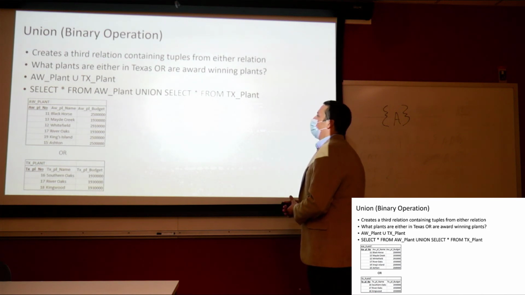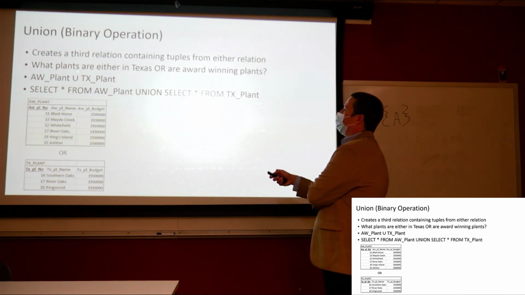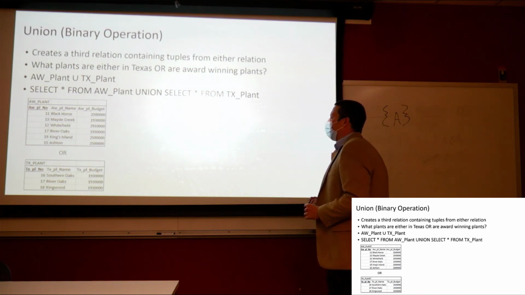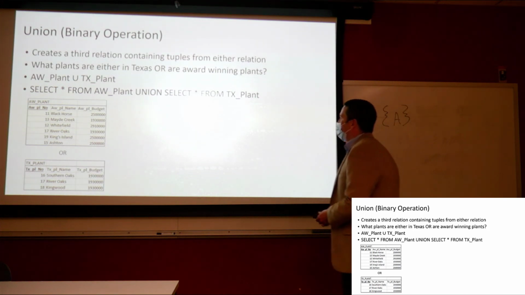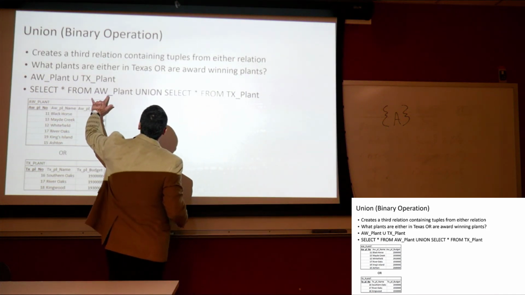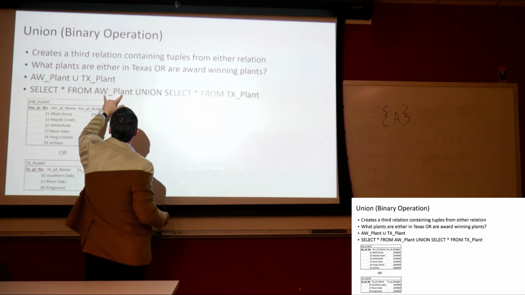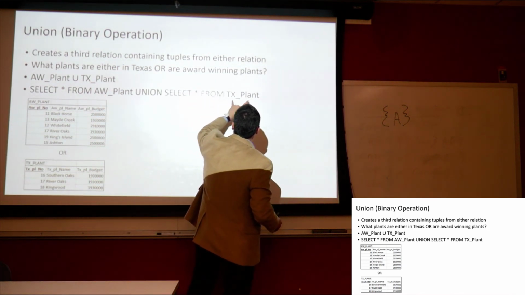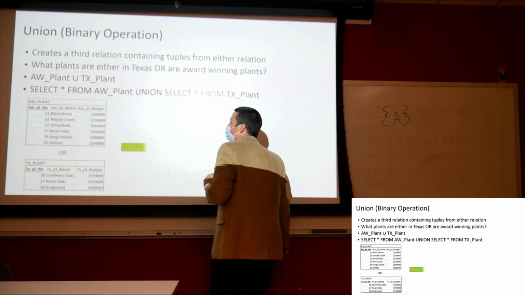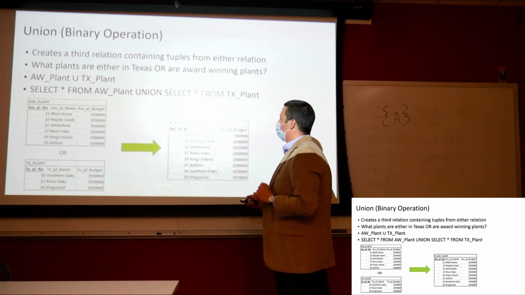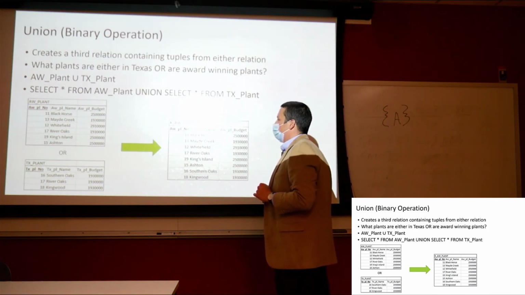Okay, so for our union compatibility, here's our relational algebra symbol for union. So we're taking the union of AW plant and TX plant, okay? And this is essentially giving us all of the plants that are in AW plant or Texas plant. And this is how we would write that. We have basically two complete SQL statements, select asterisk from AW plant, and select asterisk from Texas plant, and we just put the word union in between them. And when we do that, we have these two source relations, and we have this relation as a result.